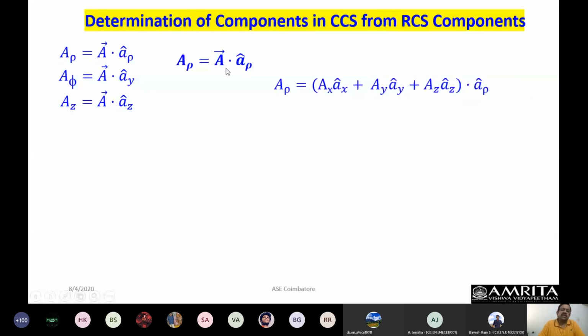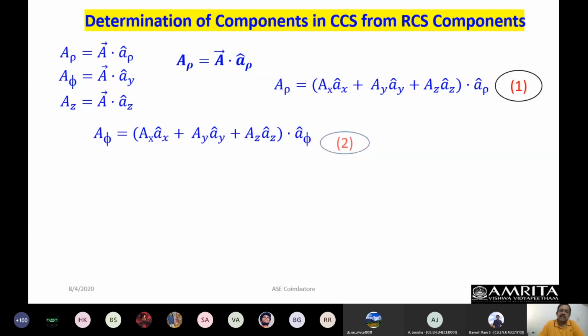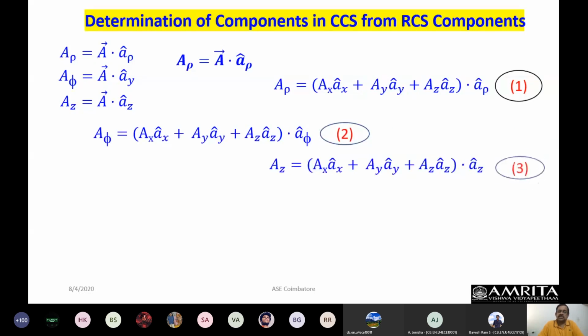What I have done is I have substituted the Cartesian coordinate vector system over here. I get the vector A as Ax x-hat plus Ay y-hat plus Az z-hat, dotted with the unit vector. Similarly, I can write for the three components as follows, and I get the three equations like this. Now my given vector, for example, I have been given 2x hat plus 3y hat plus 4z hat.